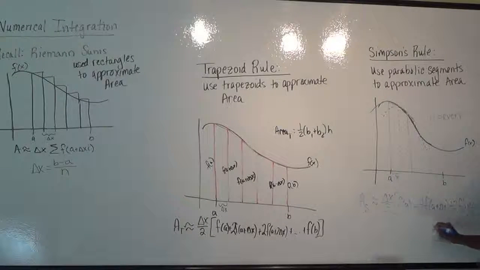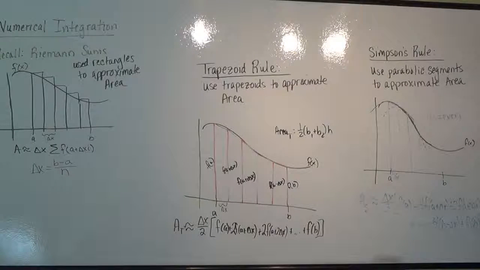I'm going to run out of room here, so I'm going to bring this down. And I'm going to continue that pattern, so going from 4 to 2 to 4 to 2, up until the second to last one. I'm going to get 4 of f of b minus delta x, and then back to the endpoint f of b. Okay?